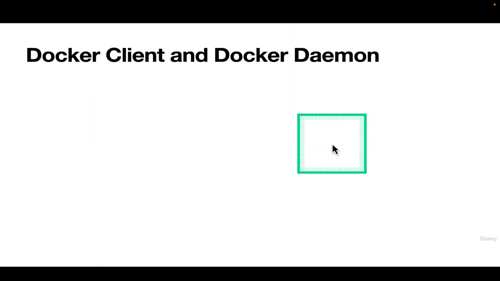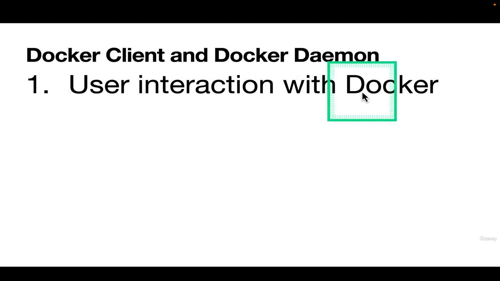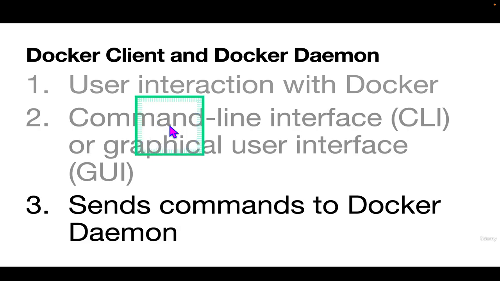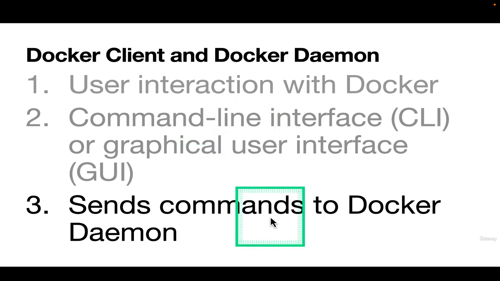Docker client and Docker daemon. User interaction with Docker. Docker client is the primary way users interact with the Docker platform, through a command line interface, CLI, or graphical user interface, GUI. So users can choose between a command line CLI or a graphical user interface to manage Docker objects and send commands to Docker daemon. So Docker client sends commands directly to Docker daemon, and Docker daemon is responsible for executing the commands sent by Docker client.